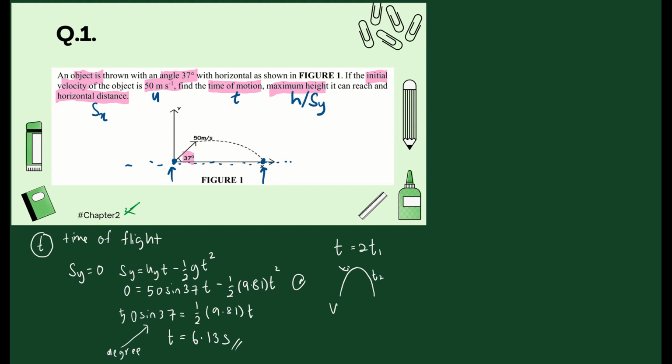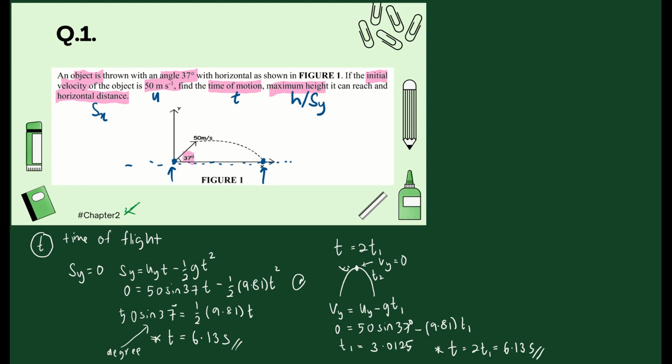We apply the equation Vy is equal to Uy minus GT1. At maximum height, our Vy is equal to 0. Then we have 0 equals 50 sine 37 minus 9.81 T1. Then you are supposed to have your T1 as 3.0125. Then your time of motion is equal to 2 T1, and you are supposed to have the same answer as the previous method. So that is the time of motion.